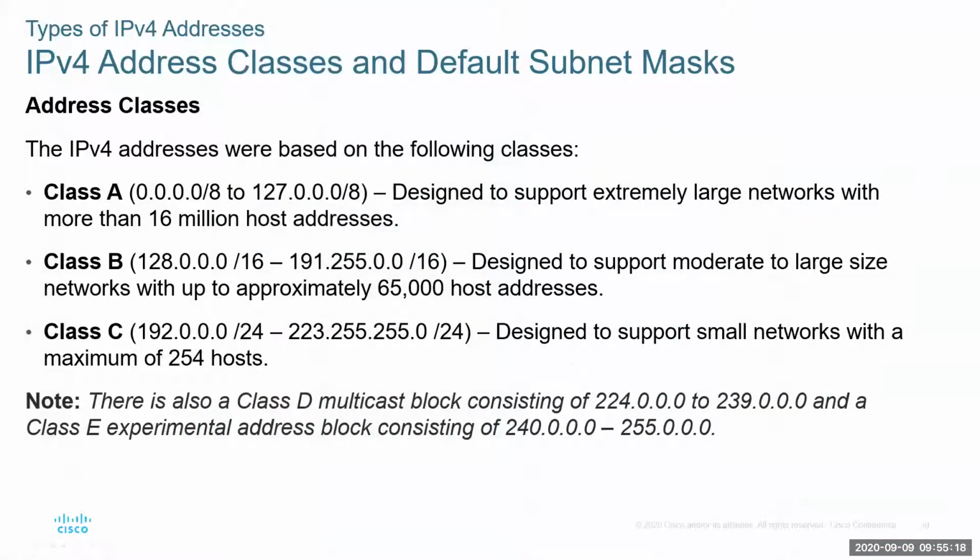All right, so types of IP addressing. This is going to be where your Class A, B, and C come into play. Class A is typically for extremely large networks that have more than 16 million host addresses available. Not commonly used in most networks because that's way too big of a broadcast domain.